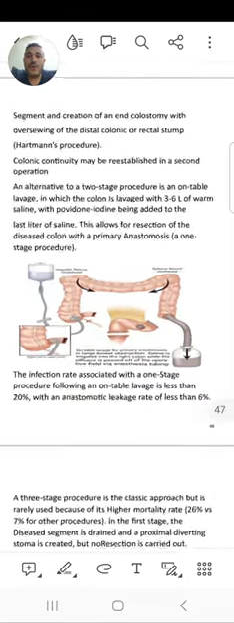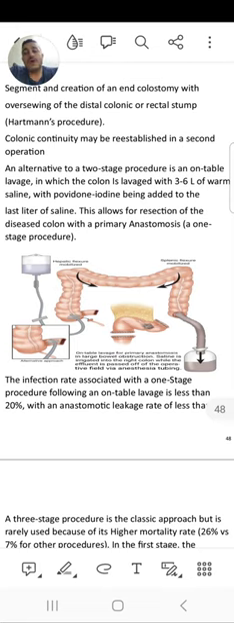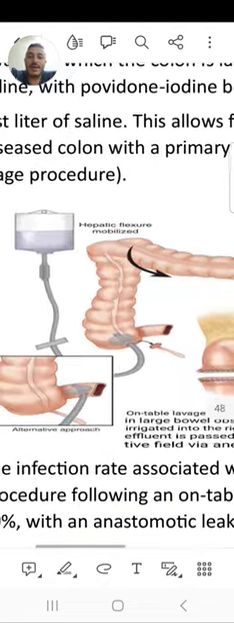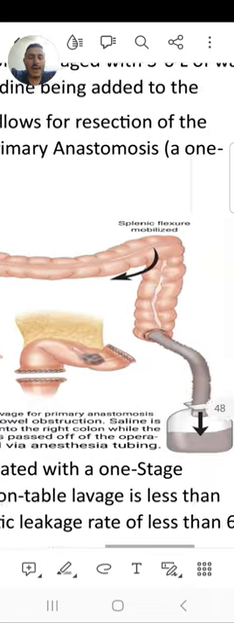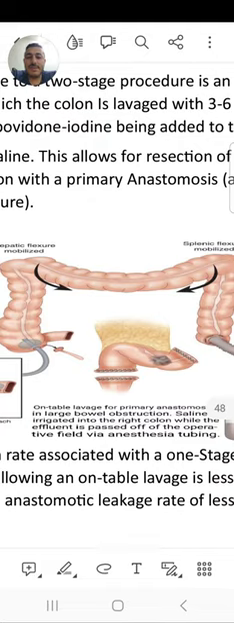Okay, here is a picture of what we call on-table lavage. On-table lavage is, we can say, intra-op bowel preparation, just to permit us for one-step surgery, to do resection and anastomosis in one step. And it's shown to improve the mortality and morbidity, but I think it needs a stable patient and an experienced surgeon. This is intra-op. How do they do an on-table lavage?